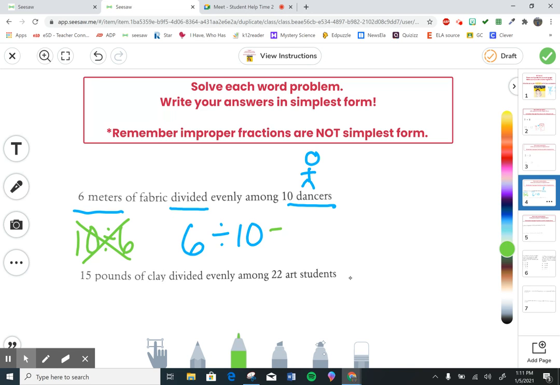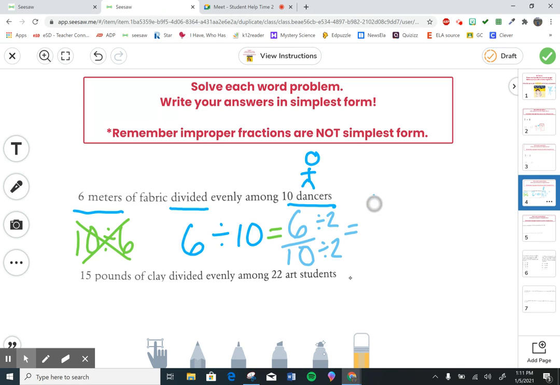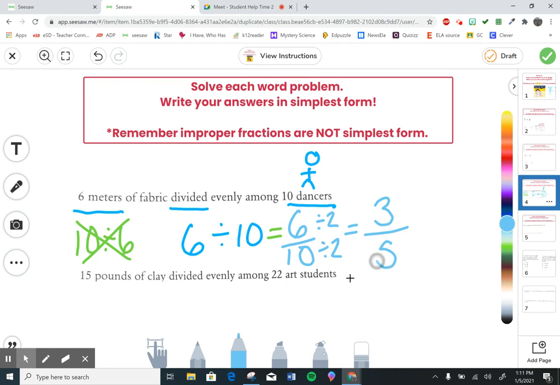We want to give it out evenly, though. So we can also say that this is 6 over 10. But this is even on top and even on bottom, so we can divide by 2 still, which gives me, not 4, gives me 3/5. 3/5 what? 3/5 meter.